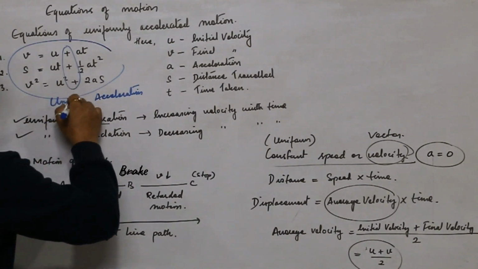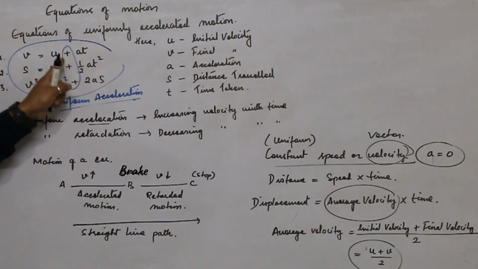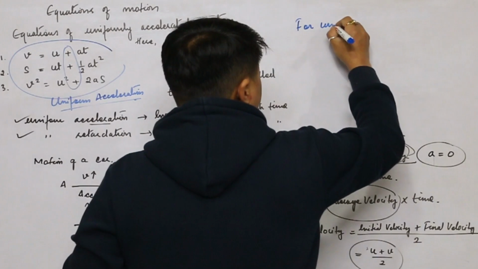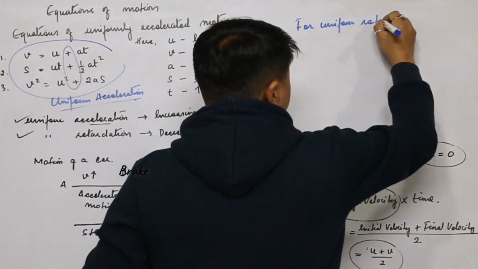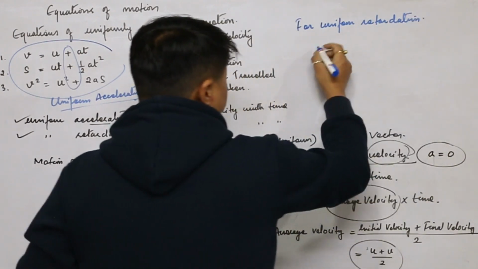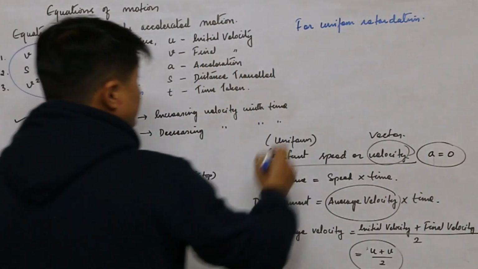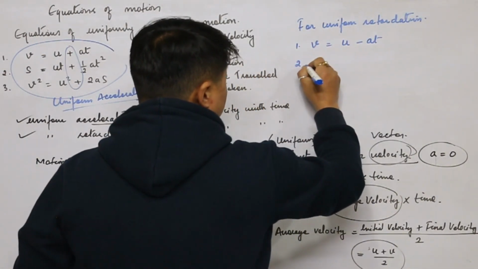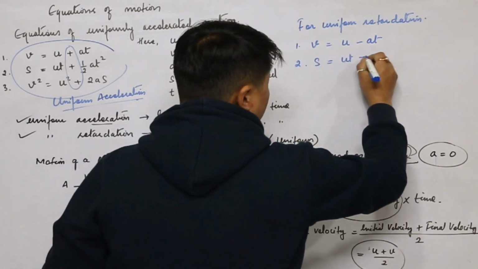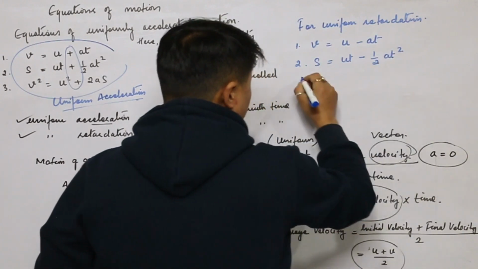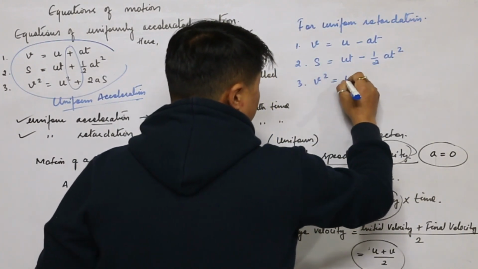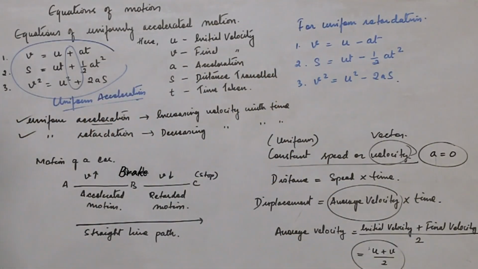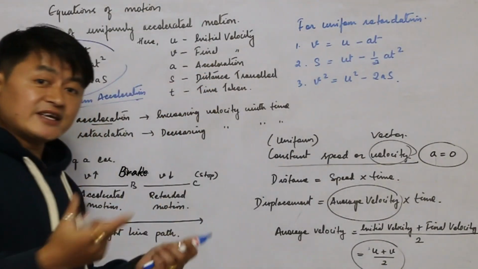It's a uniform acceleration. Then we use the plus sign. If the body is retarding, for uniform retardation, we use the same formula, only the sign will be changed: v = u - at, s = ut - (1/2)at², and v² = u² - 2as. We can directly use the formula like this, because the retardation is the negative of acceleration.